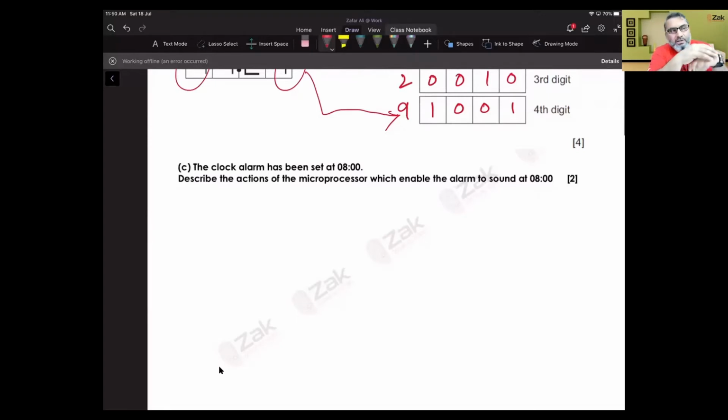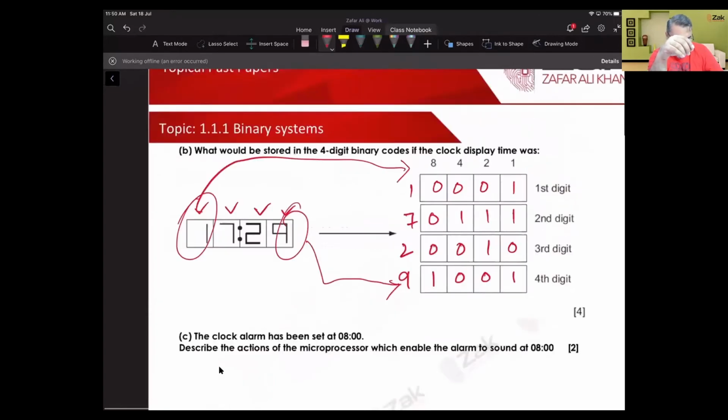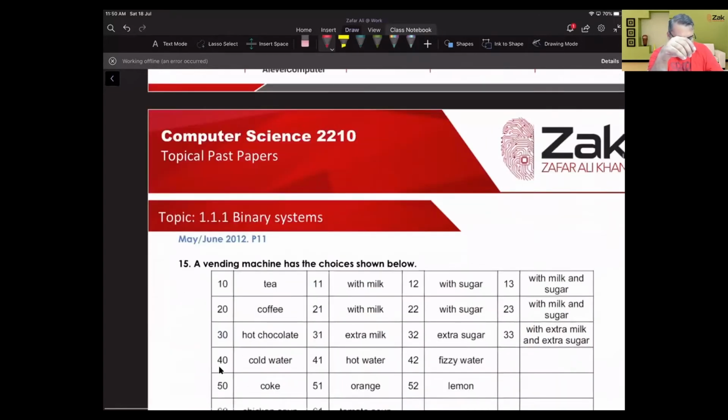This has nothing to do with registers and all. Since this is part of this particular question, that is why it was here. So we will skip it.